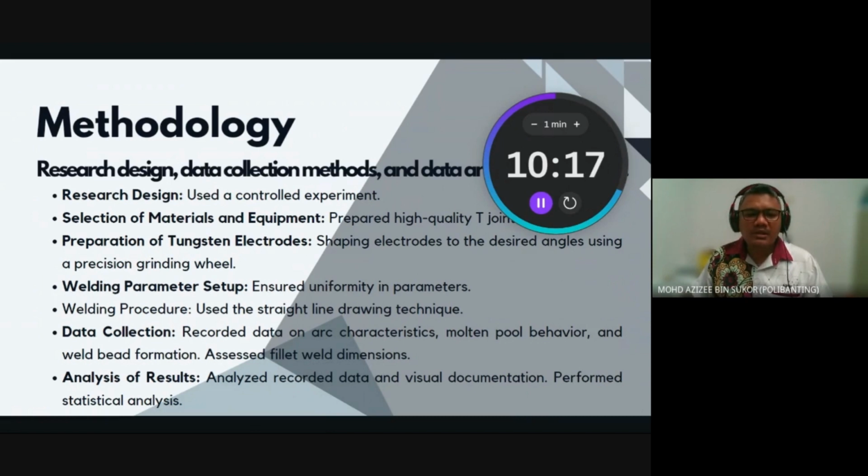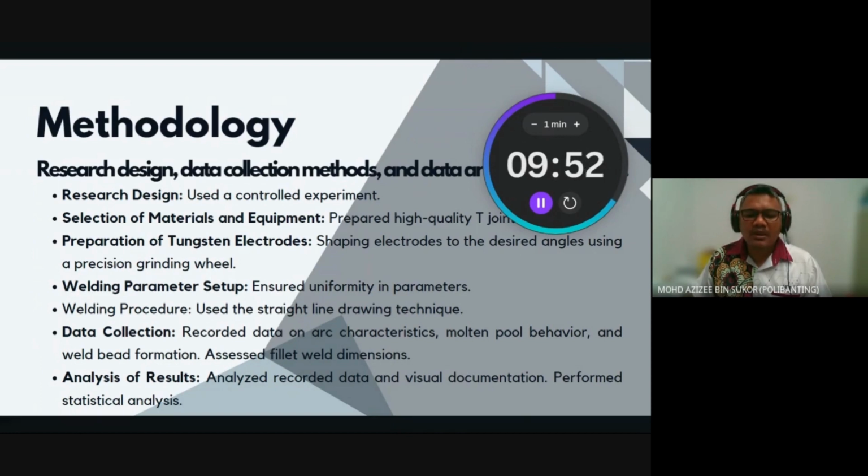For the methodology, we continue. Research design: use a controlled experiment focusing on tungsten angle effect in straight line welding. Material and equipment: use high quality T-joint carbon steel plates with a TIG welding system. For the electrode preparation, select pure tungsten electrodes and shape them to the specified angle with a grinding wheel.